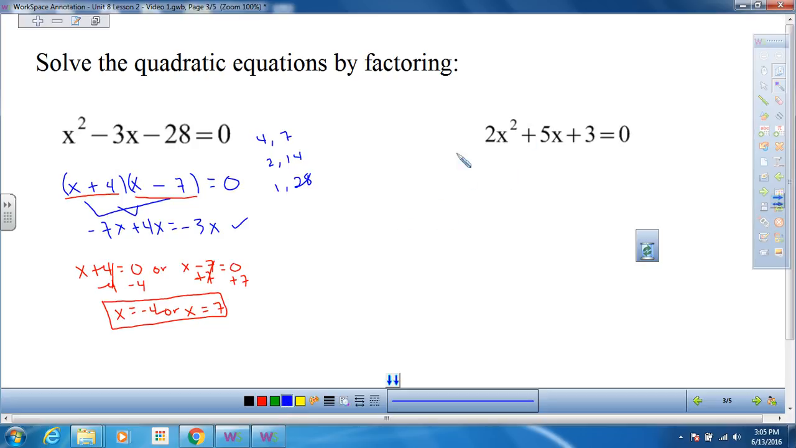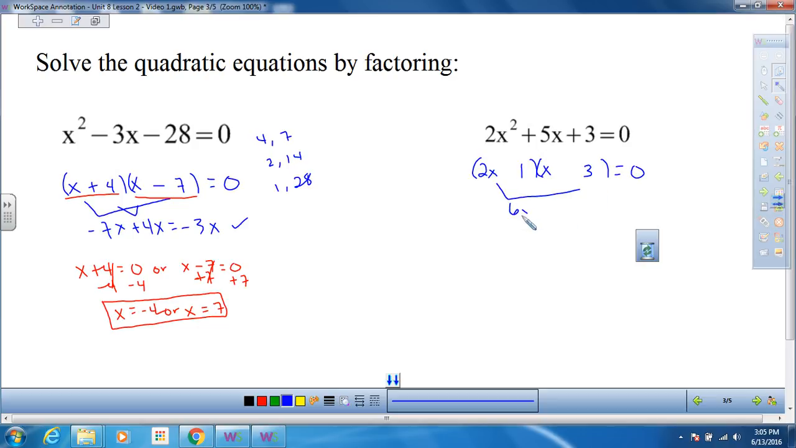Let's look at this one. When I see a number in front of x squared, the first thing is to see if we can factor it out. Well, 2 doesn't go into 5 or 3, so I can't. So it's going to be in here. I have 2x and x, and that's how I get x squared. And I need to get a 3. Factors of 3, well, I only have 1 and 3.